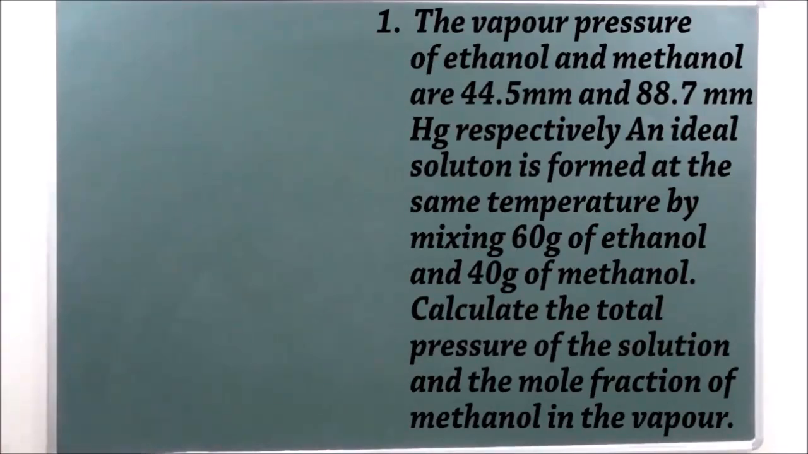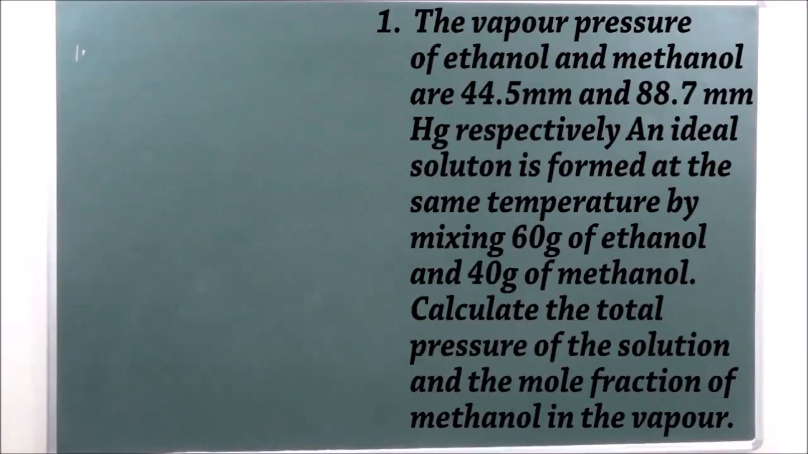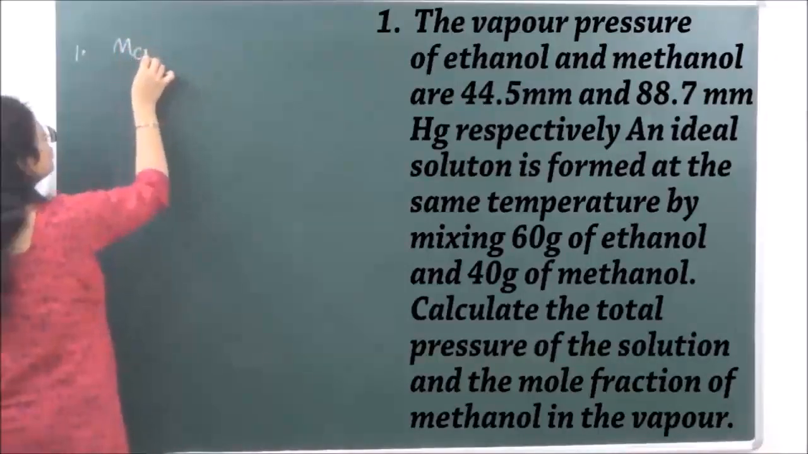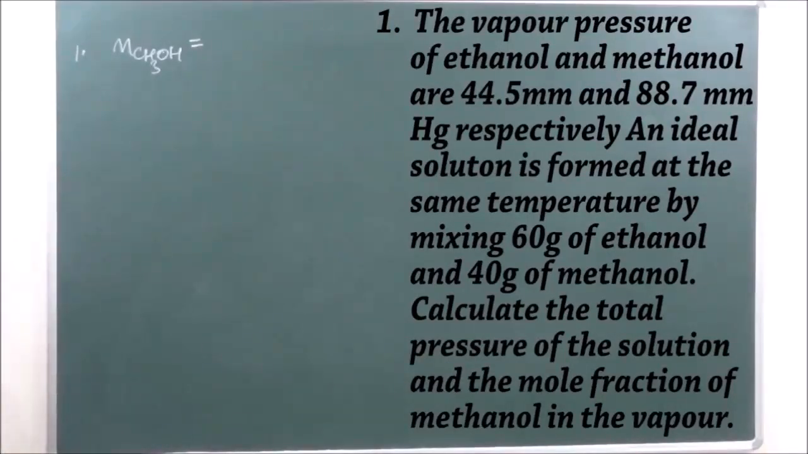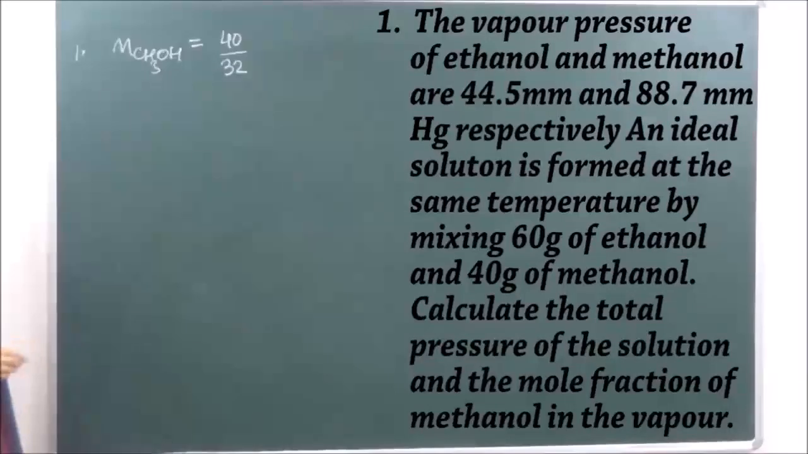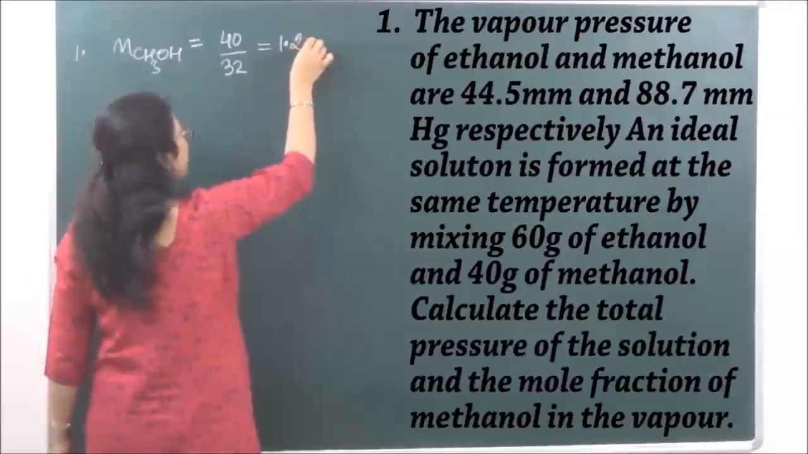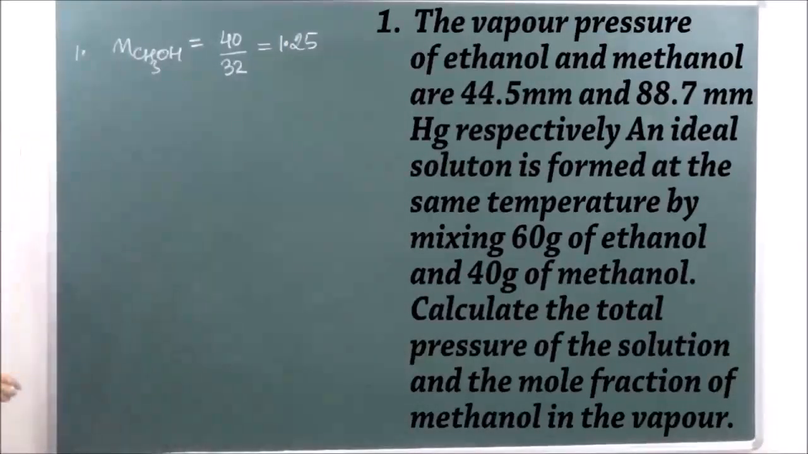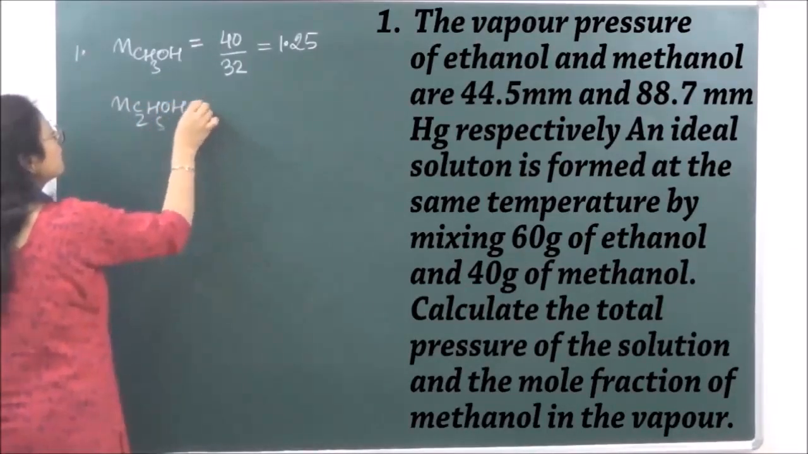Now to calculate the total pressure, we first have to calculate the mole fractions. And to calculate the mole fractions, we first have to calculate the number of moles. Okay? So let's calculate the number of moles of methyl alcohol first. Number of moles is equal to weight given upon molar mass. The weight of methyl alcohol given is 40 and its molar mass is 32. Right? So when this is calculated, it comes to 1.25.